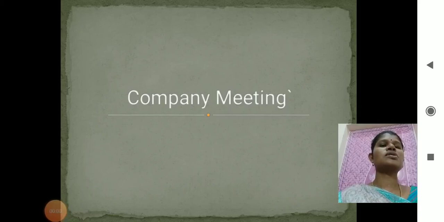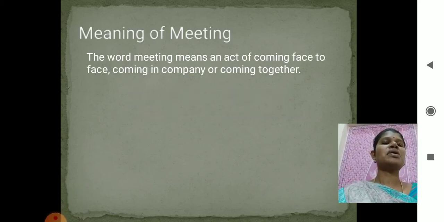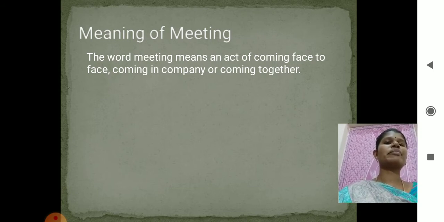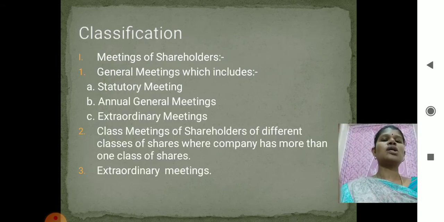Now we are going to study company meeting. Let us see what is the meaning of meeting. Meeting is nothing but coming face to face, coming in the company or coming together. They are discussing important matters. And what are the classifications of the meeting?